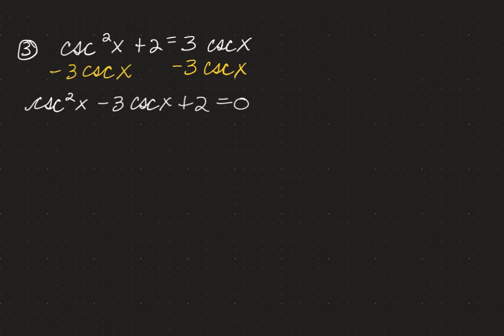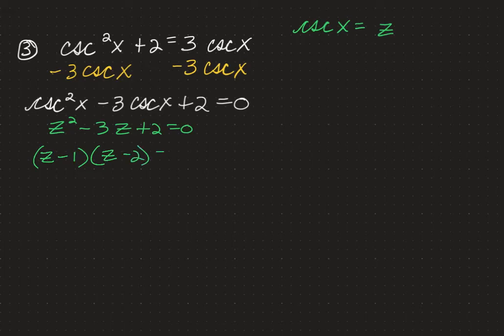Now, you can perform a substitution here that may help you see it better. If you let the cosecant of x equal z, then this first term, cosecant squared of x, becomes z squared. Then you have minus 3 times z plus 2 equals 0. That we can factor. We can factor it into z minus 1 times z minus 2, because negative 1 times negative 2 will give us that positive 2, and you can check it out. Do the distribution if you need to assure yourself that that is true.